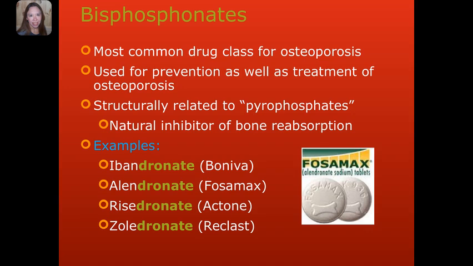You can see the examples I have listed there. We have Boniva, Fosamax, Actonel, and Reclast. Notice the common theme in the drug names. So those generic names, we have dronate at the end of all of those. So all of those are our bisphosphonates.